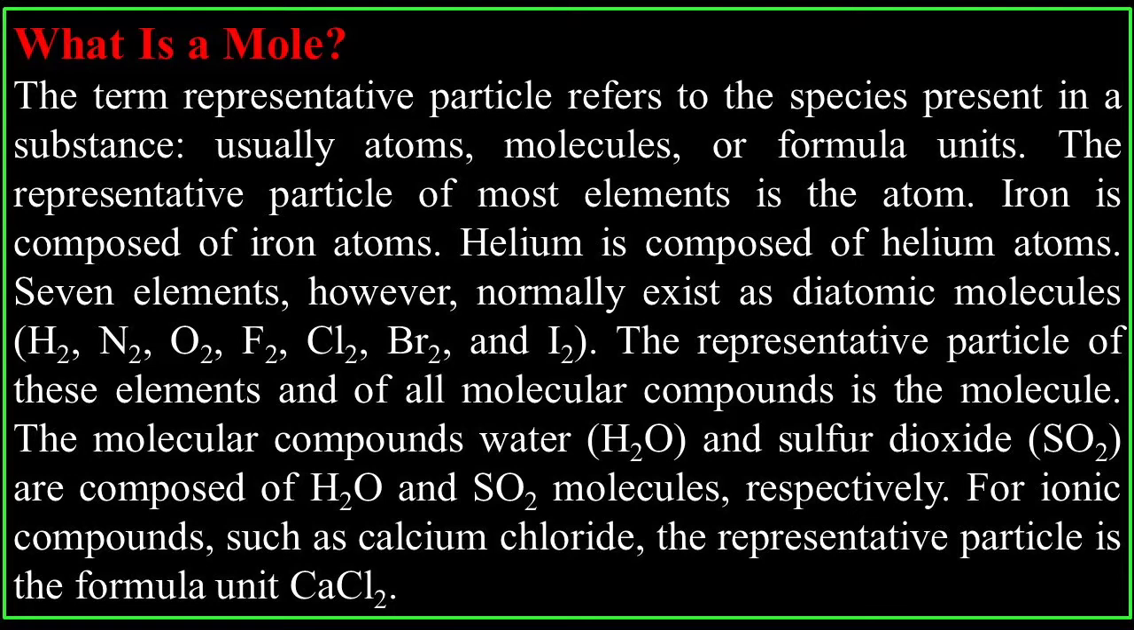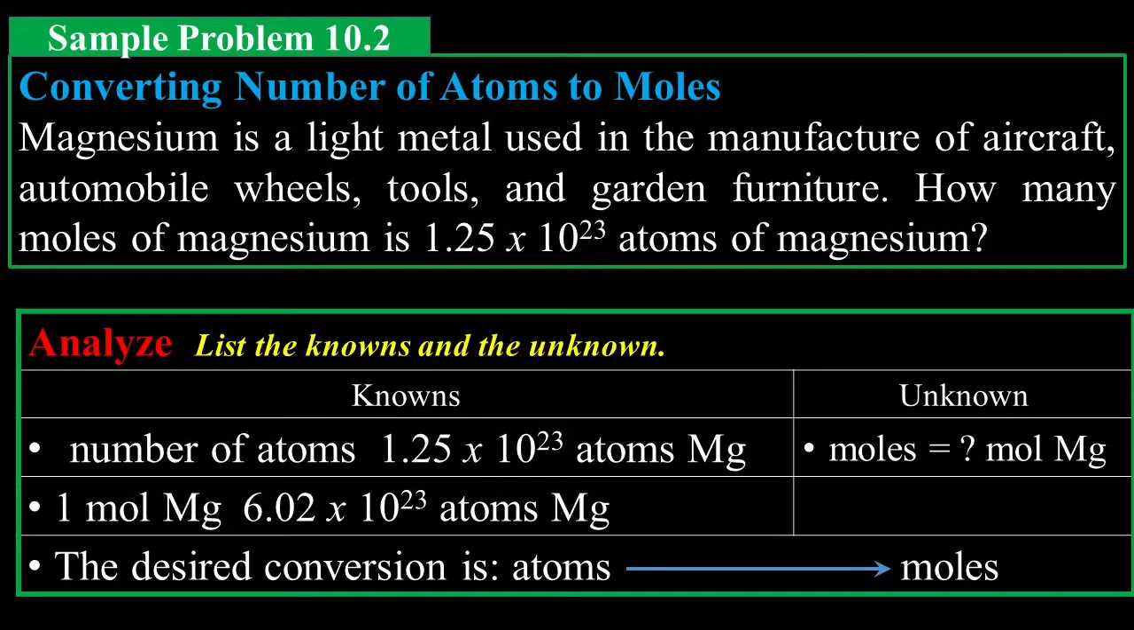The molecular compounds water, H2O, and sulfur dioxide, SO2, are composed of H2O and SO2 molecules respectively. For ionic compounds such as calcium chloride, the representative particle is the formula unit, CaCl2. What did I just say? The formula unit. A molecule is molecular, a formula unit is ionic. Okay, converting number of atoms to moles.